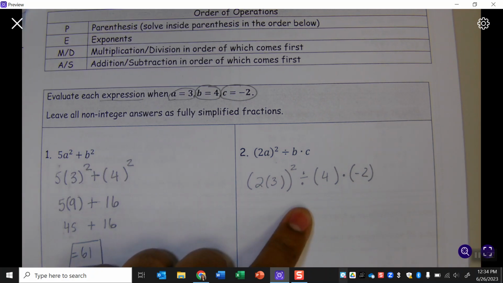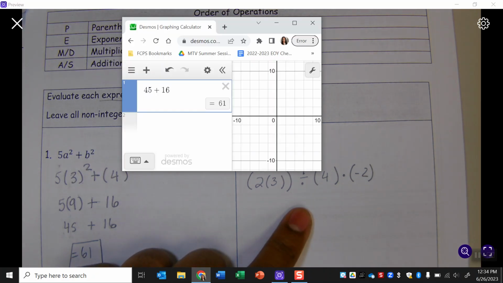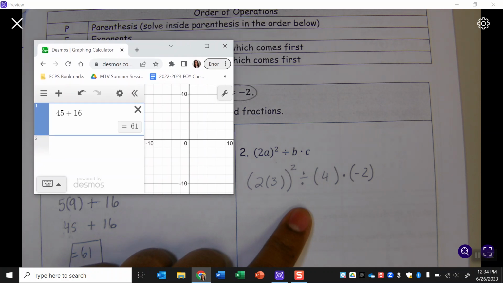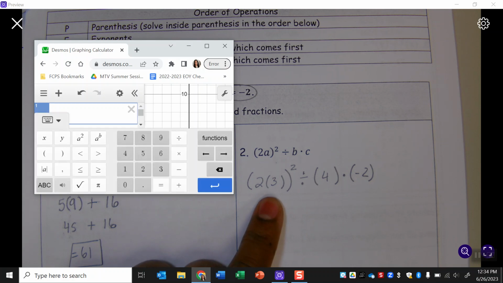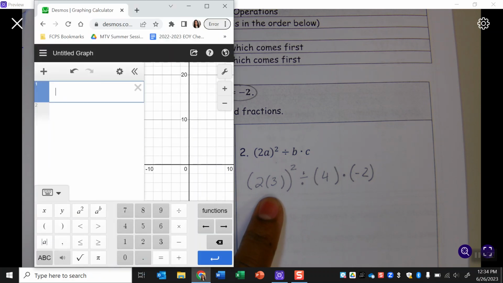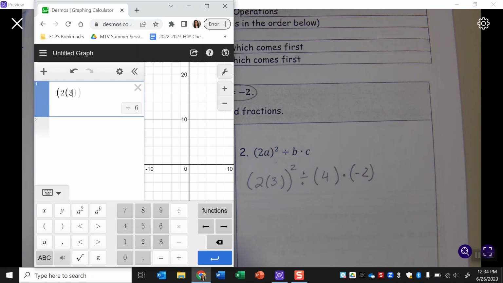At this point, I could do the order of operations, or I can just go ahead and plug it in Desmos since it does the order of operations for you as long as you plug it in properly. Now, Desmos with the division signs gets a little tricky. So when you plug this in Desmos, I'm going to do parentheses 2, parentheses 3, close parentheses, again, square it, and then when I hit division, it goes into the denominator. That's okay. So all of this part will go in the denominator.